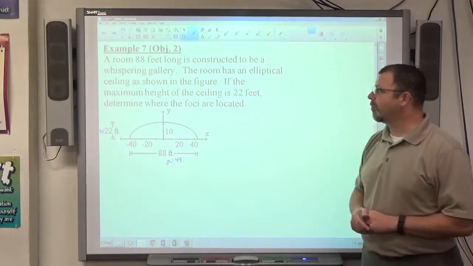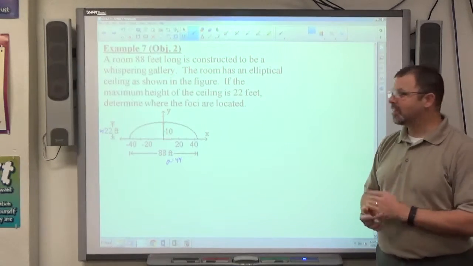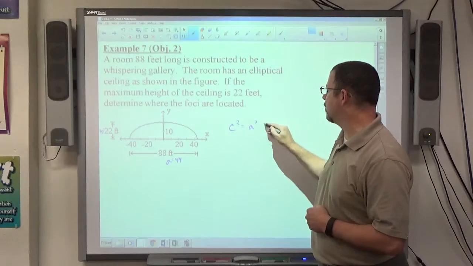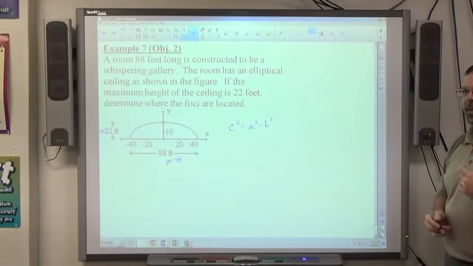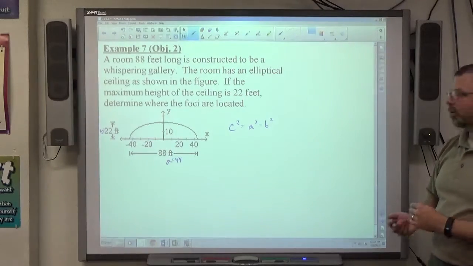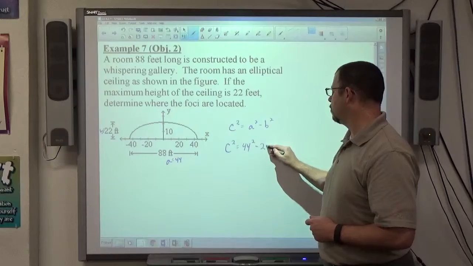Their question is where are the foci located? What they're asking us for basically is the focal length here. I can see it's horizontally positioned, so I know that c squared is equal to a squared minus b squared, because horizontally, a is bigger than b. From the picture, a and b are 44 and 22, so c squared is going to be 44 squared minus 22 squared.